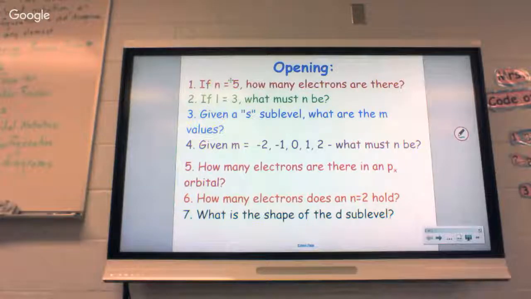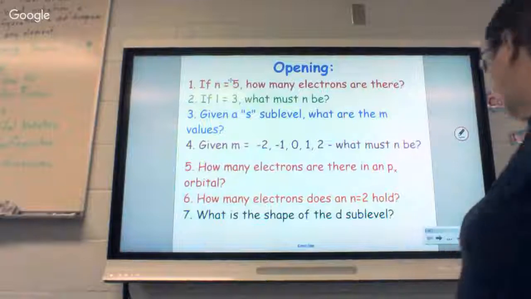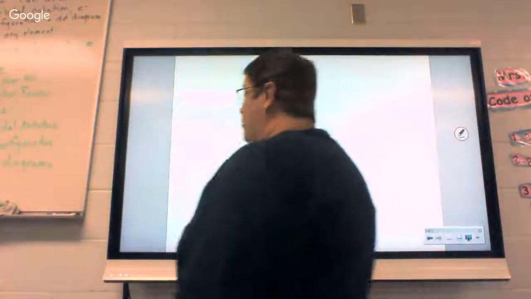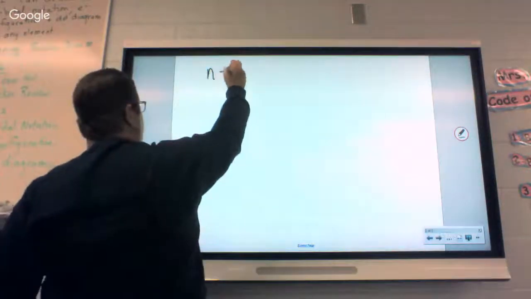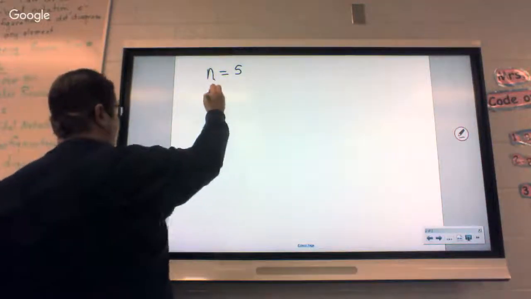All right, in question 1, if n equals 5, how many electrons would there be? There'd be 50. Now, a couple different ways you can go about doing it. If we do it the first way I taught you, if n equals 5, how many sublevels are there? There are 5 sublevels.